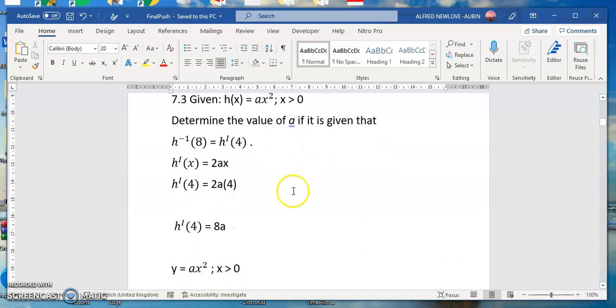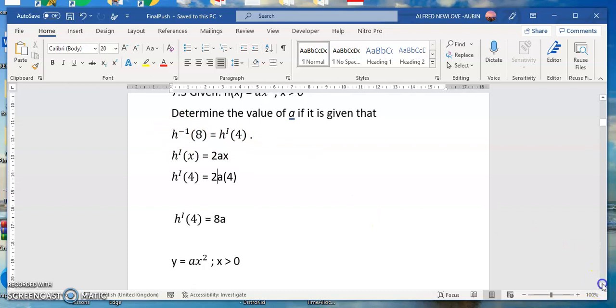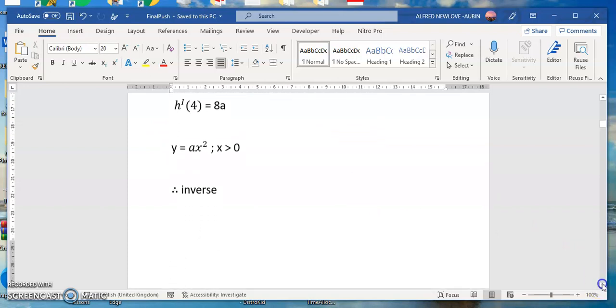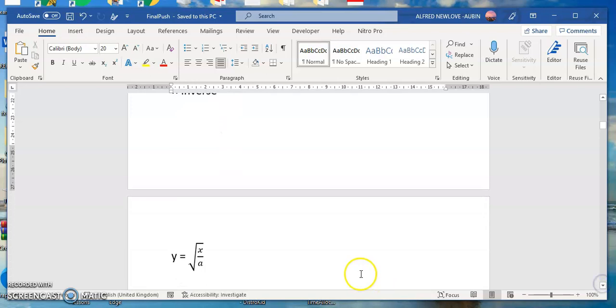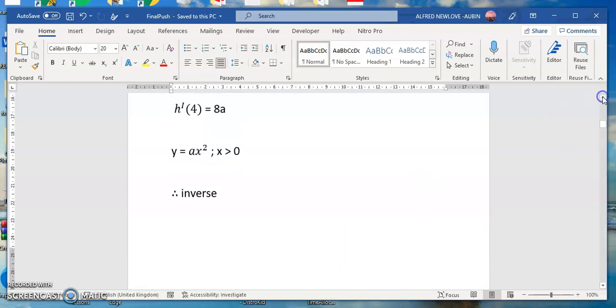Then we need to deal with the inverse of h. And you know, to find the inverse of h, you interchange x and y. So let's call this one, if you have this one, we can interchange it and call this one x, and call this one y.